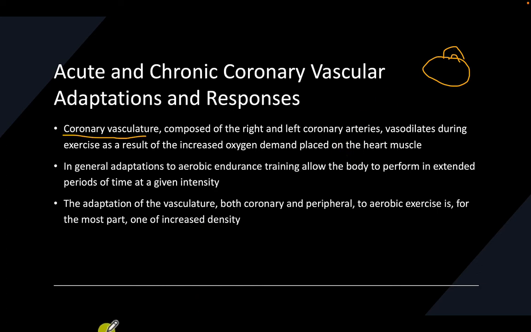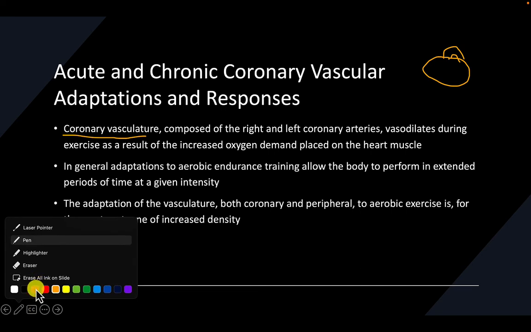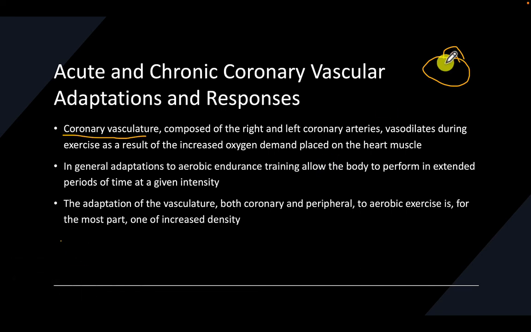Okay, so what is going to begin to happen is, through chronic exercise, we know that we have these arteries that come on the left and the right-hand side of the heart, and we know that we're going to get greater vascularization there. So we're going to have an increase in the density of those capillaries in the coronary arteries, which is a favorable adaptation because it means more oxygen and more blood delivered to the heart as it's pumping.